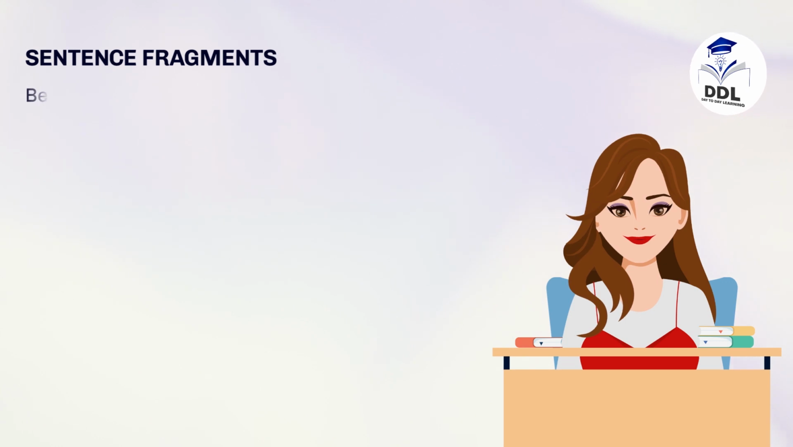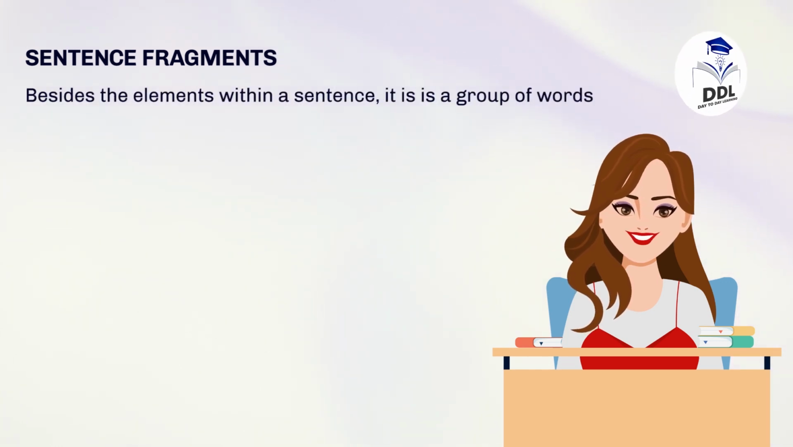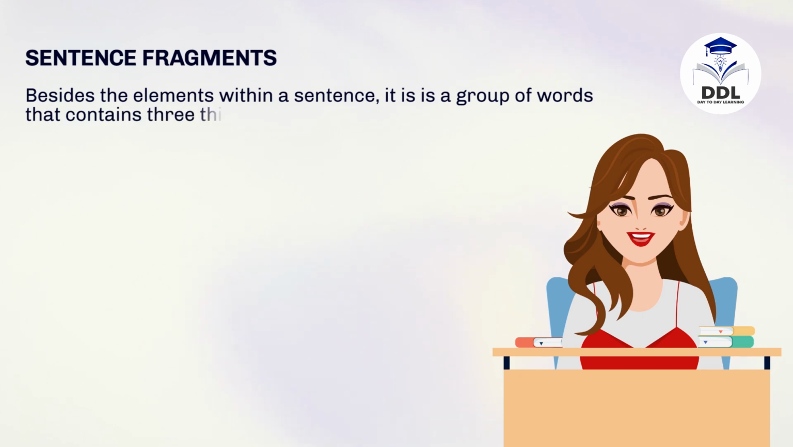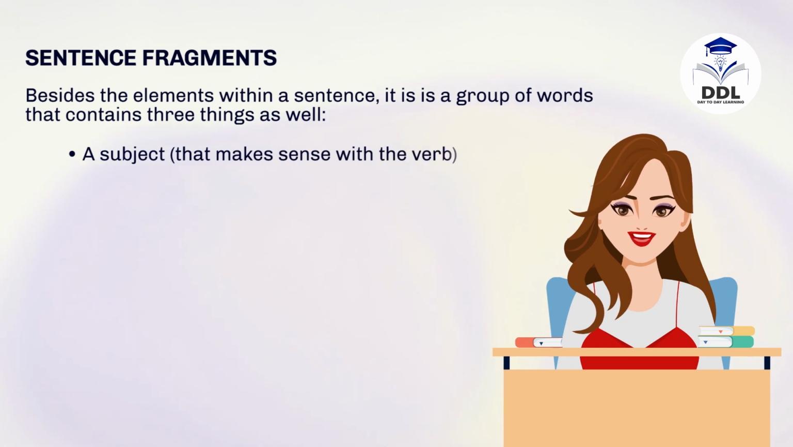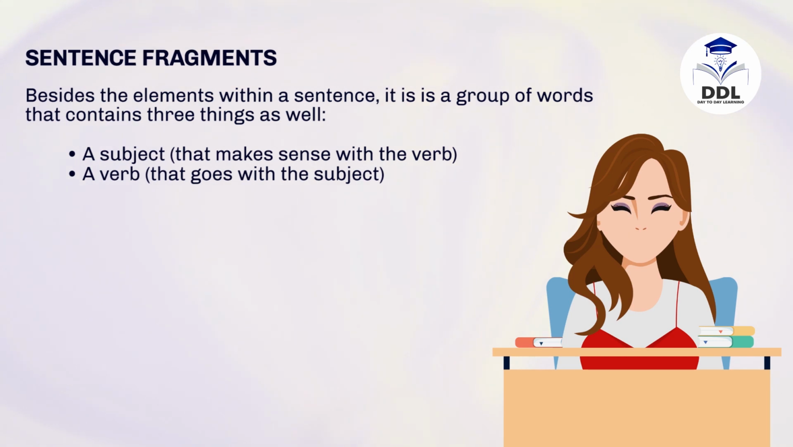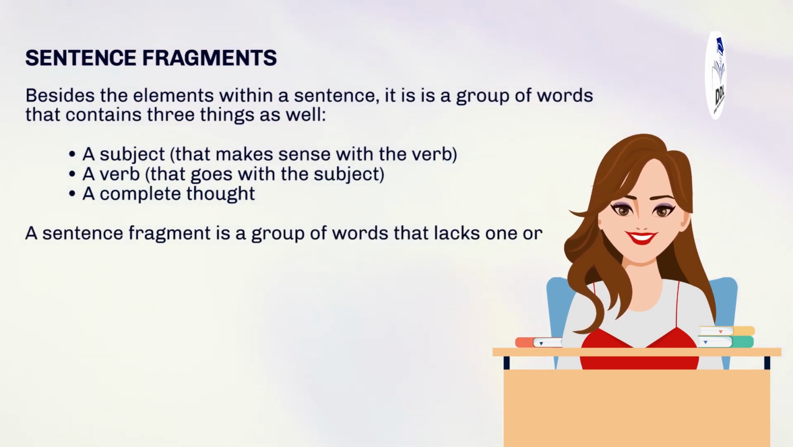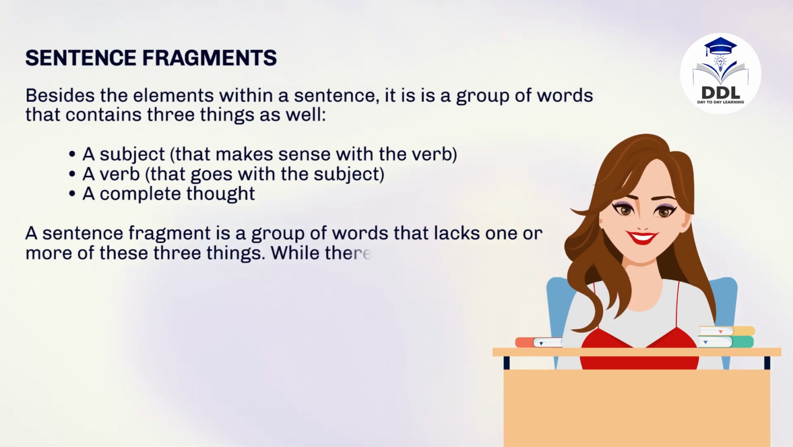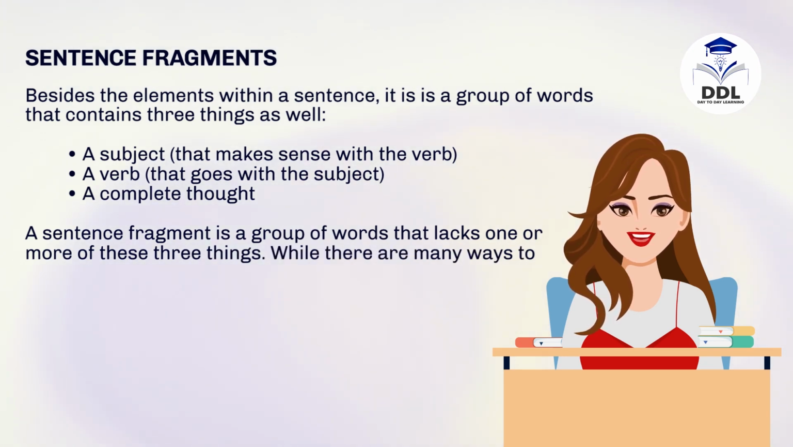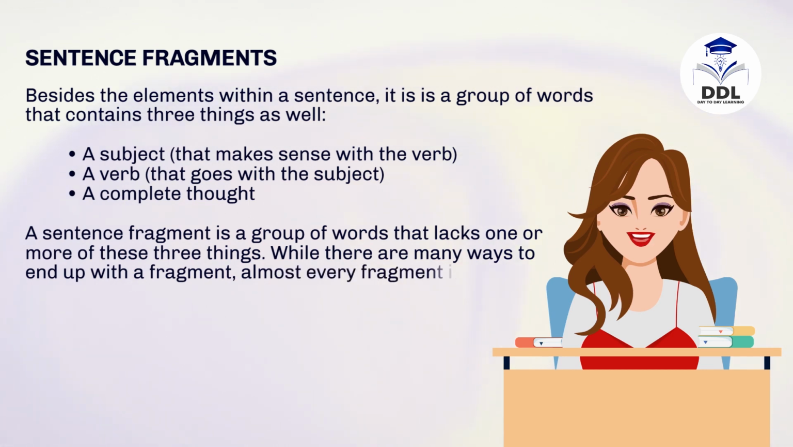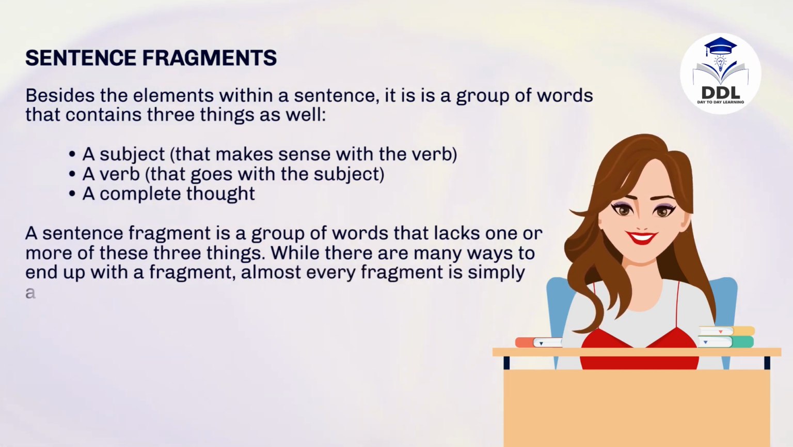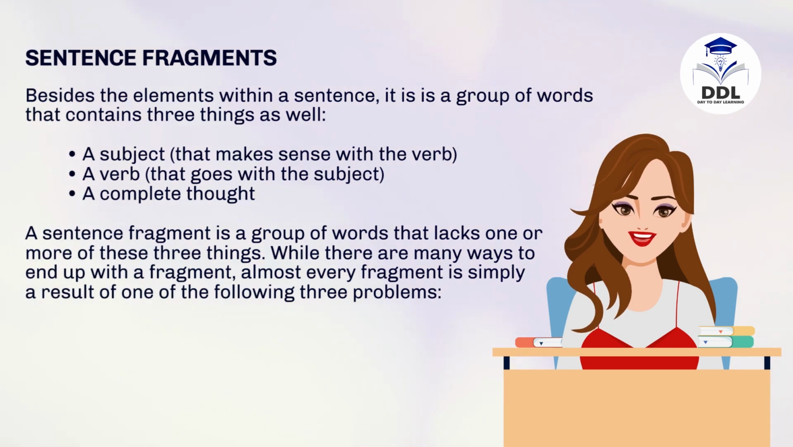Sentence fragments. Besides the elements within a sentence, a sentence is a group of words that contains three things as well: a subject that makes sense with the verb, a verb that goes with the subject, and a complete thought. A sentence fragment is a group of words that lacks one or more of these three things. While there are many ways to end up with a fragment, almost every fragment is simply a result of one of the following three problems.